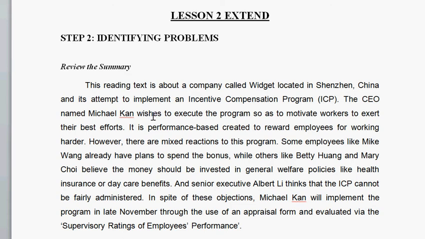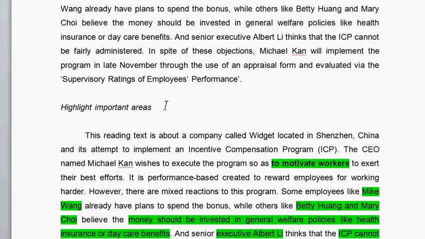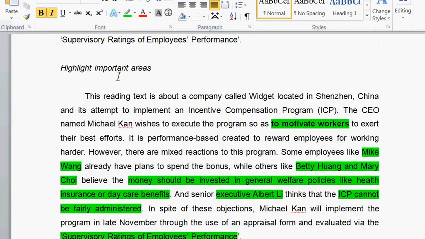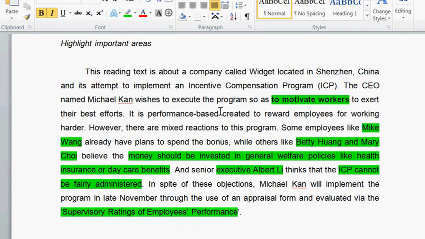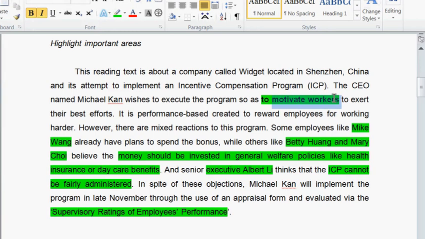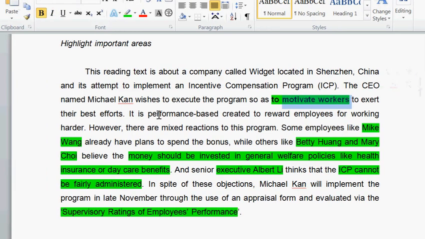When you identify the problems, you really want to look at the key items that are being discussed, and hopefully your summary has that. Here's an example of what I've done here. I've highlighted the key ideas. Michael Kahn wishes to execute a program so as to motivate workers to exert their best efforts. It's a performance-based reward system.